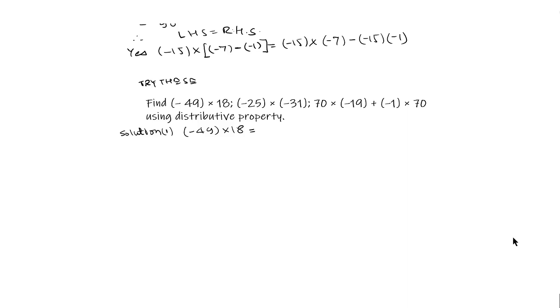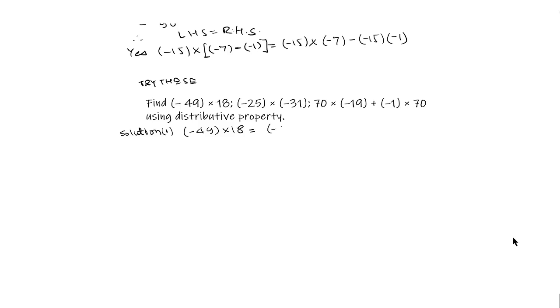Find minus 49 multiplied by 18 is the first part of the question. Minus 25 multiplied by minus 31 is the second part of the question. The third part is 17 multiplied by minus 19 plus minus 1 multiplied by 70. This has to be solved using distributive property. So we take the first part of the question, minus 49 multiplied by 18, and we use distributive property.